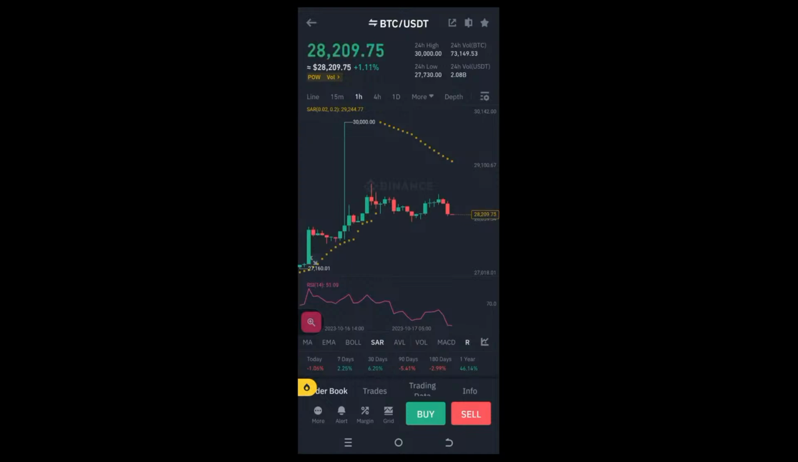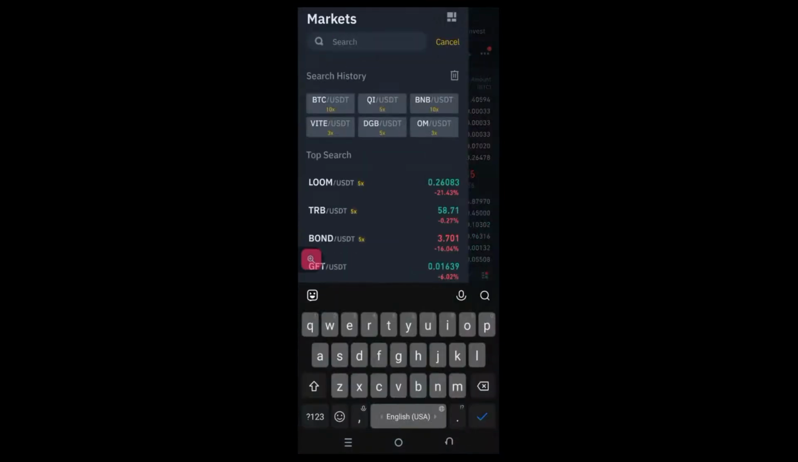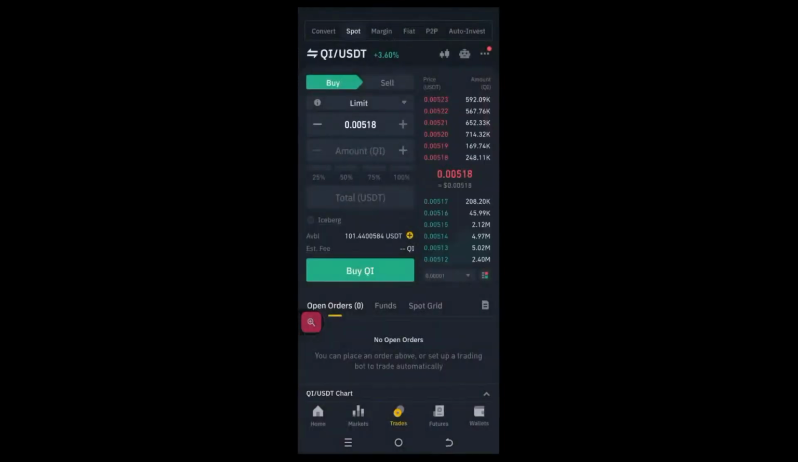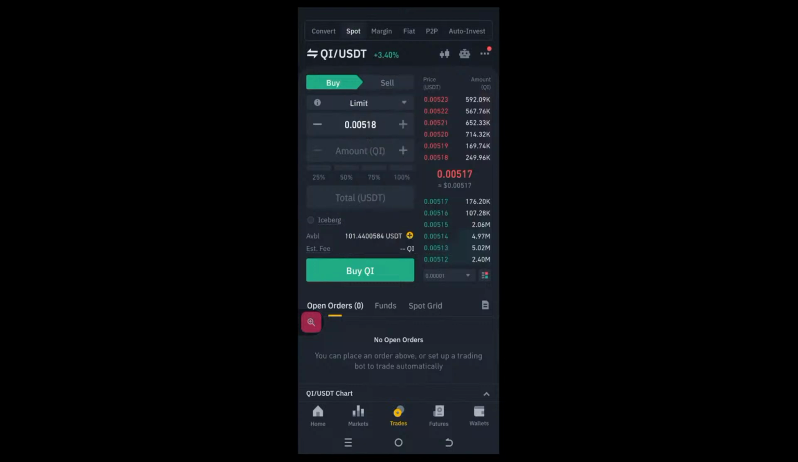That helped other coins to pick up, begin to get more favorable outcomes and things like that. But anyways, it's not about BTC. It's actually about QIUSDT, and that is our triangular arbitrage. And it's good. We were able to make money. But let me tell you something. You're doing triangular arbitrage. You gotta be patient because you never know when it's gonna come out.